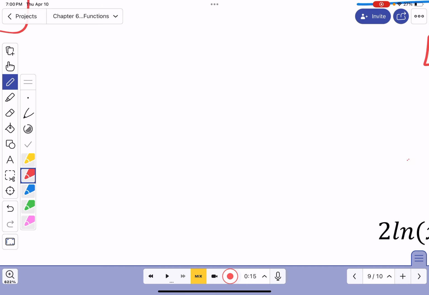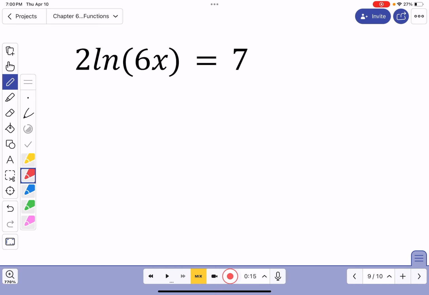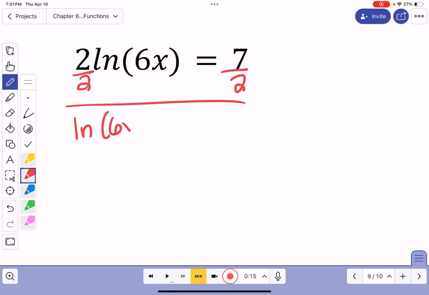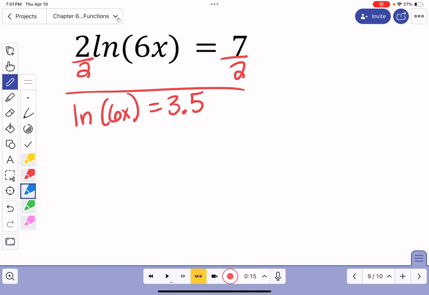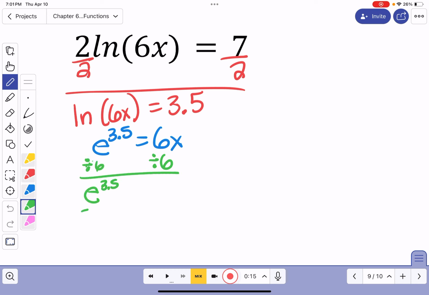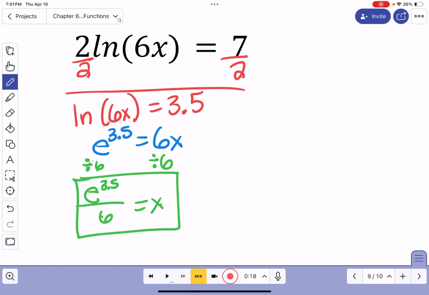All right, let's try 2 more. Just like before, we need to get the ln alone. So we have ln of 6x equals 7 divided by 2, which is 3.5. If I rewrite this, it's e to the 3.5 equals 6x. But we still need the x alone, so we're going to divide both sides by 6. So e to the 3.5 over 6 equals x. And that's fine. Leave it in terms of e. There's no point in rounding.